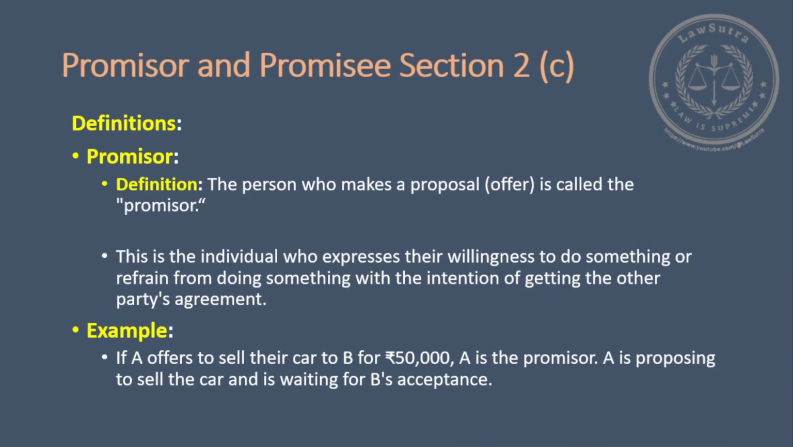Next one is promisor and promisee, Section 2(c) definitions. First one is a promisor. Definition of promisor: the person who makes a proposal or offer is called the promisor. This is the individual who expresses their willingness to do something or refrain from doing something with the intention of getting the other party's agreement. Example: if A offers to sell their car to B for 50,000 rupees, A is the promisor. A is proposing to sell the car and is waiting for B's acceptance.